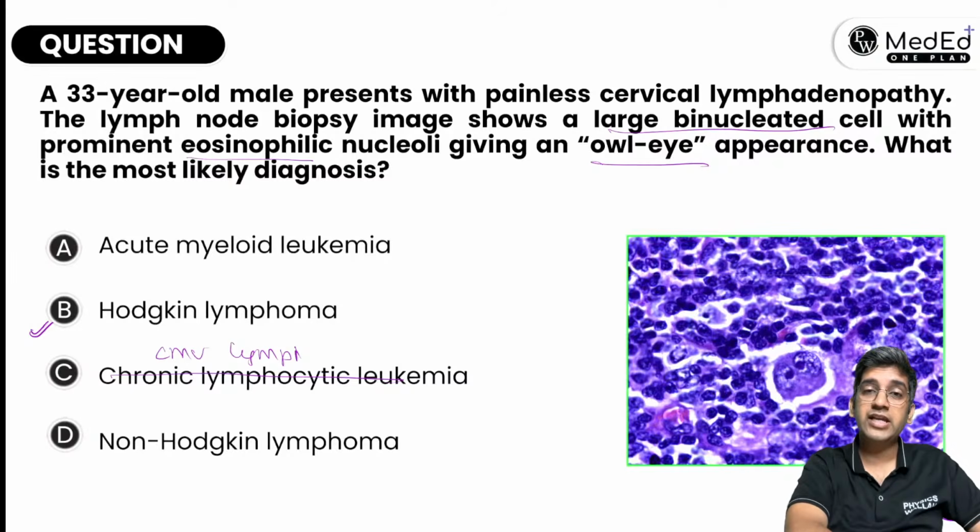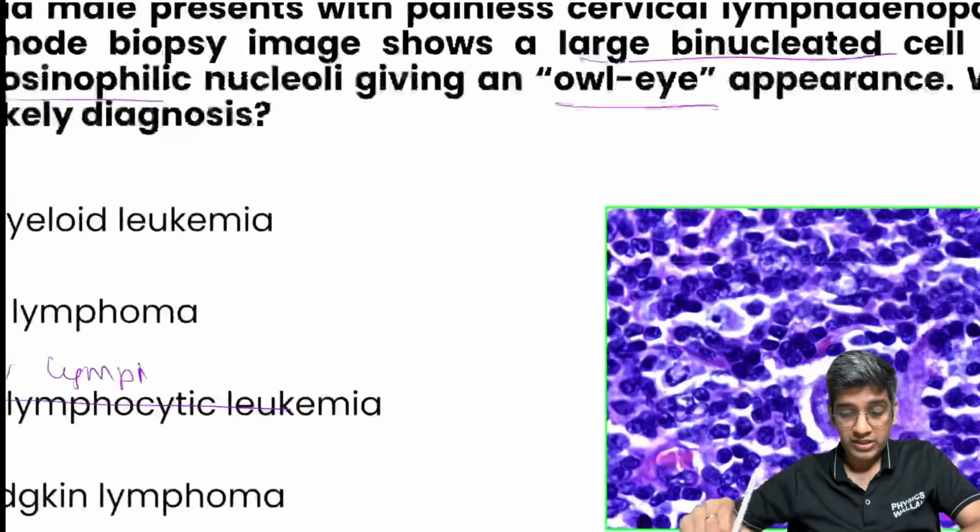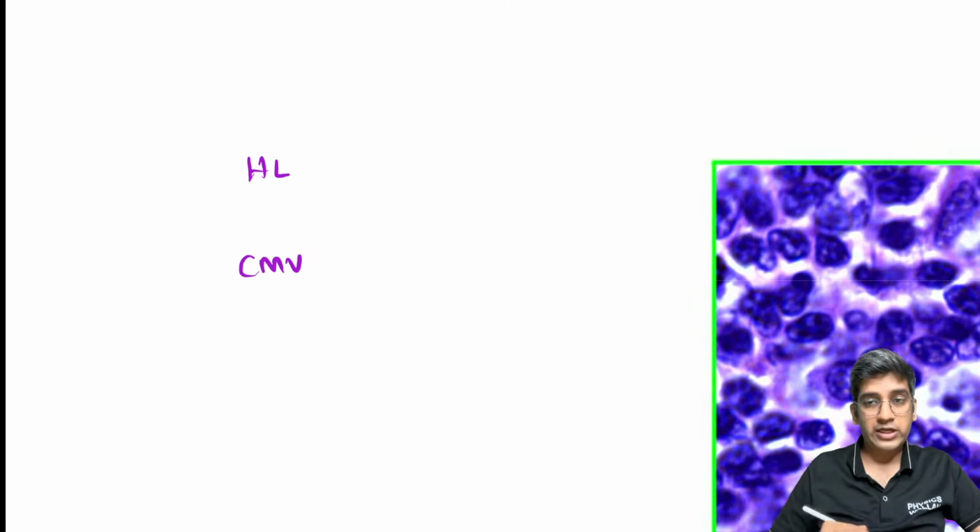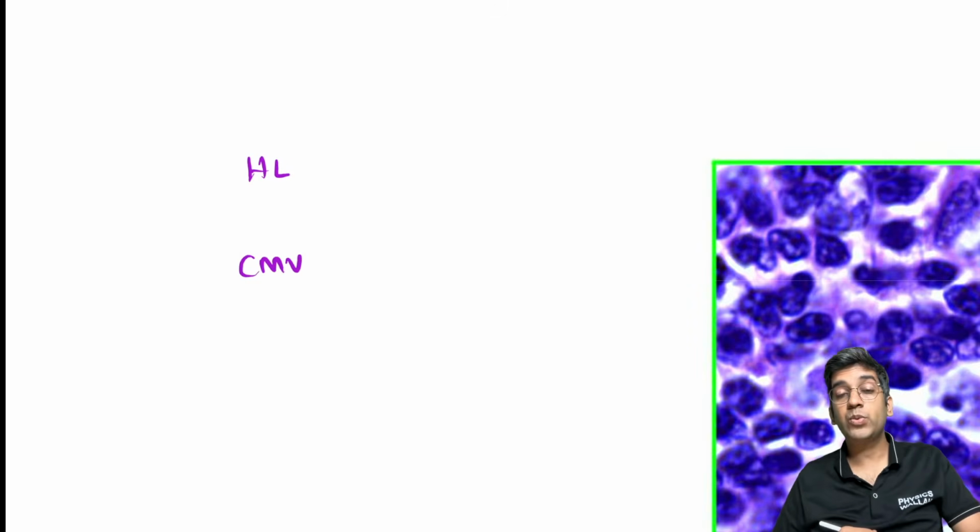How will you differentiate CMV owl-eye inclusions from owl-eye inclusions of Hodgkin's lymphoma? How will you differentiate that? The best way to differentiate, remember this, Hodgkin's lymphoma also will have binucleate owl-eye cells. CMV also will have binucleate owl-eye cells. But generally, CMV will be seen in retinitis or hepatitis. Very, very unlikely to see in a lymph node.